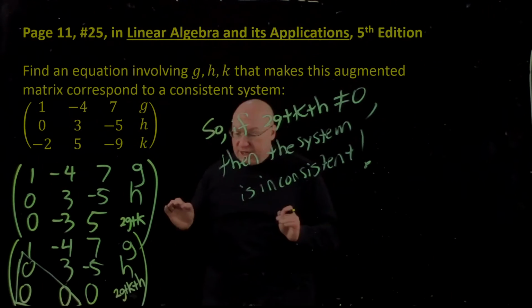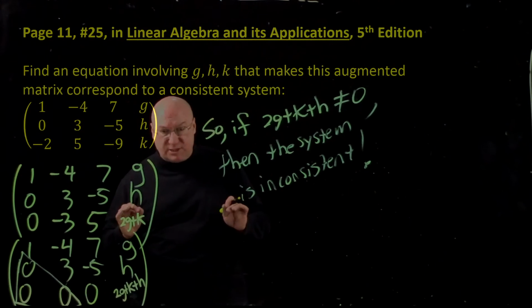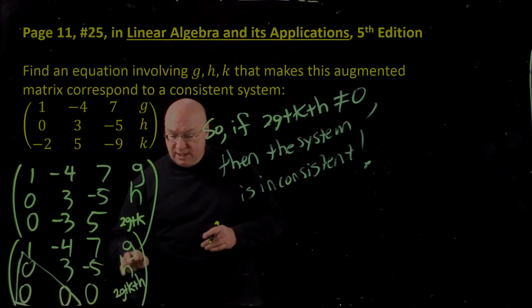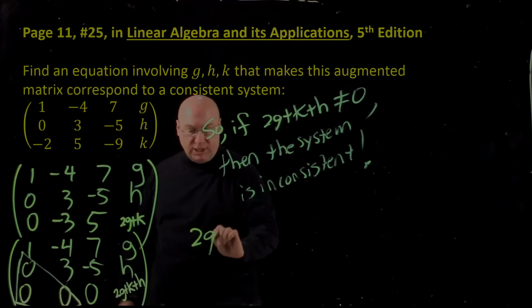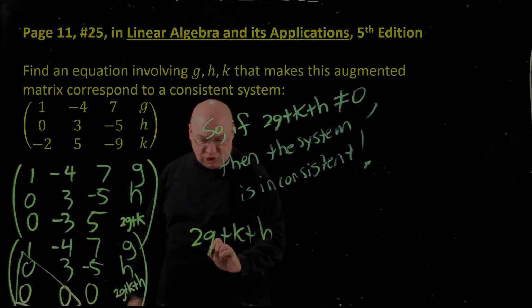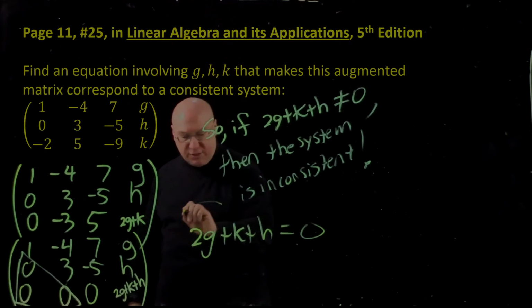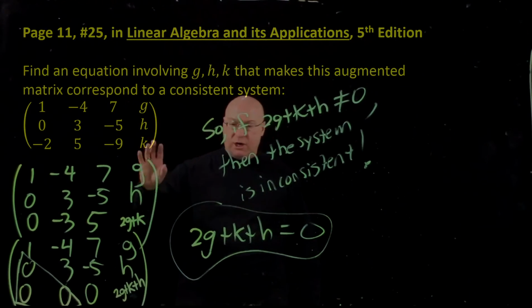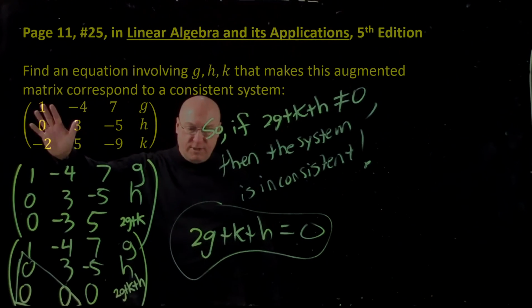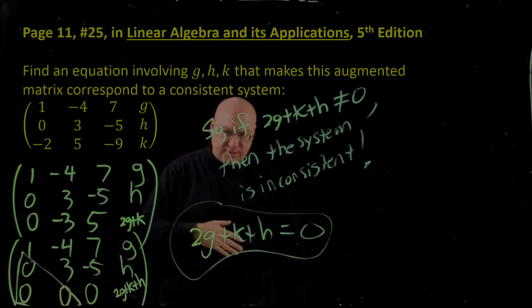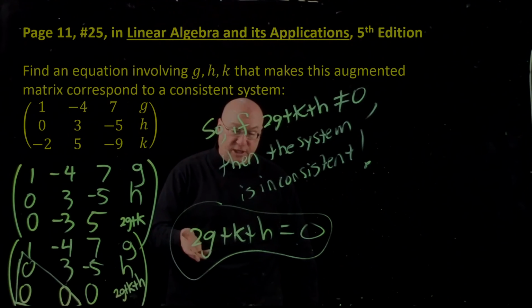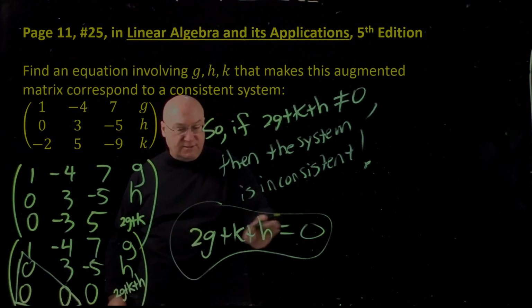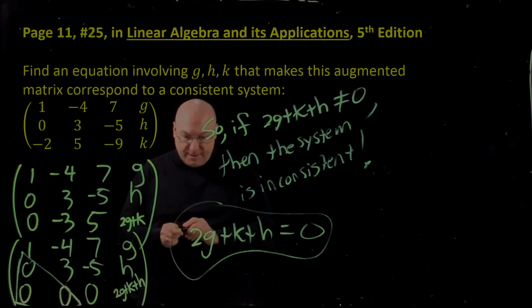All right. But the important thing right now that I want to make sure you understand is that the only way to get consistency, and we will have it, is if that's 0. So 2g plus k plus h has to equal 0. There is the equation involving g, h, and k that will cause the system that has this augmented matrix to be a consistent system, to have a solution. In fact, doing this will cause it to have infinitely many solutions, but like I said, we'll get to that later. If that isn't 0, you're inconsistent. That's all.